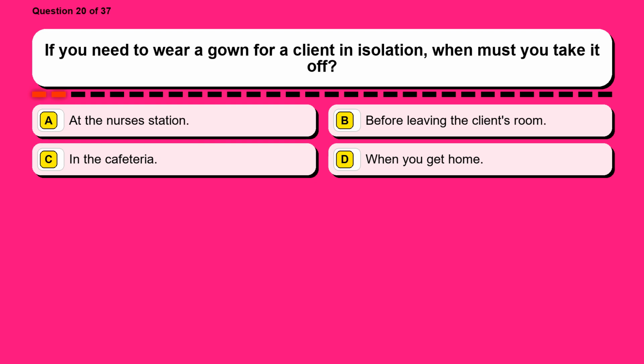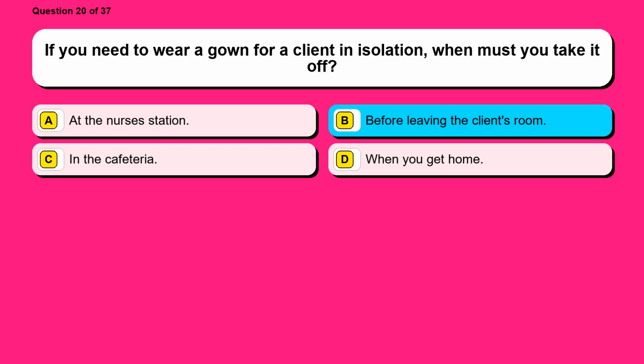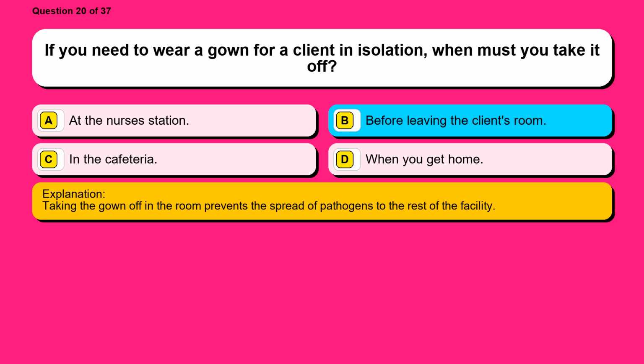Question 20. If you need to wear a gown for a client in isolation, when must you take it off? Option A, at the nurse's station. Option B, before leaving the client's room. Option C, in the cafeteria. Option D, when you get home. The correct answer is option B, before leaving the client's room. Taking the gown off in the room prevents the spread of pathogens to the rest of the facility.